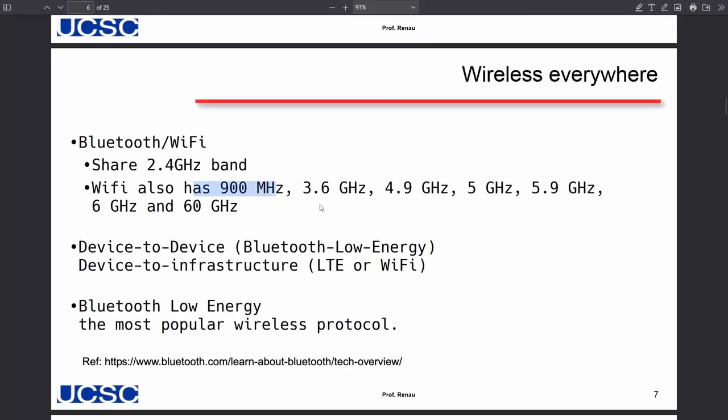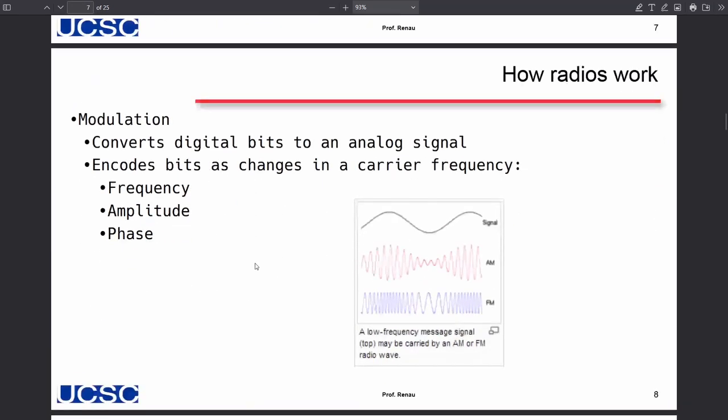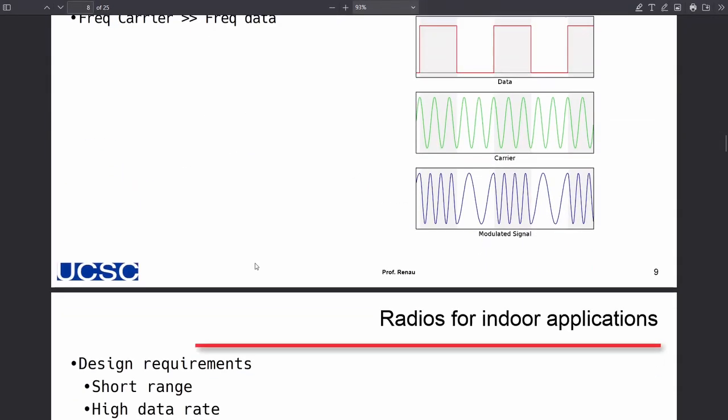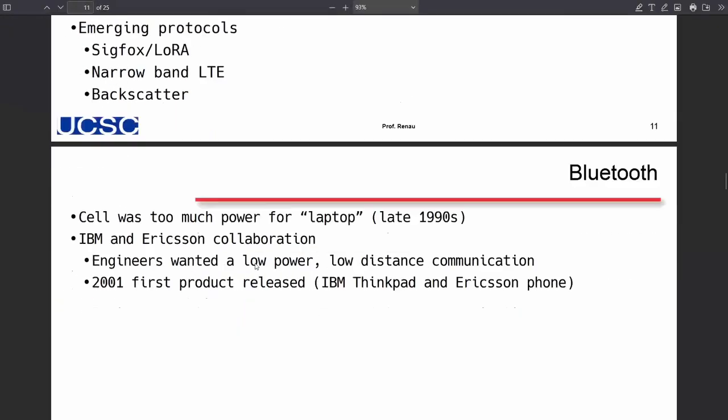So Wi-Fi can communicate at a bunch of different frequencies. Bluetooth is generally just 2.4 gigahertz. Good. This is different. It's fine.